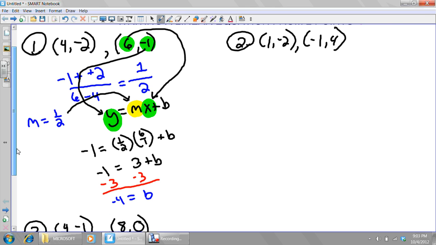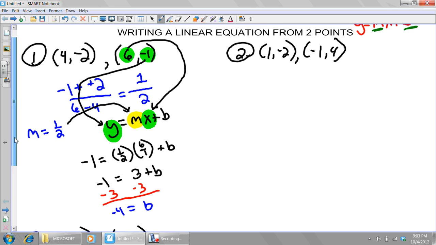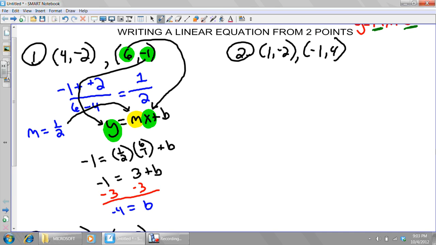All right. Well, if I have the slope and the y-intercept, I can write my equation. My equation is going to be y equals 1/2 x minus 4. Yeah, that'll be the equation of the line that goes through those 2 points.